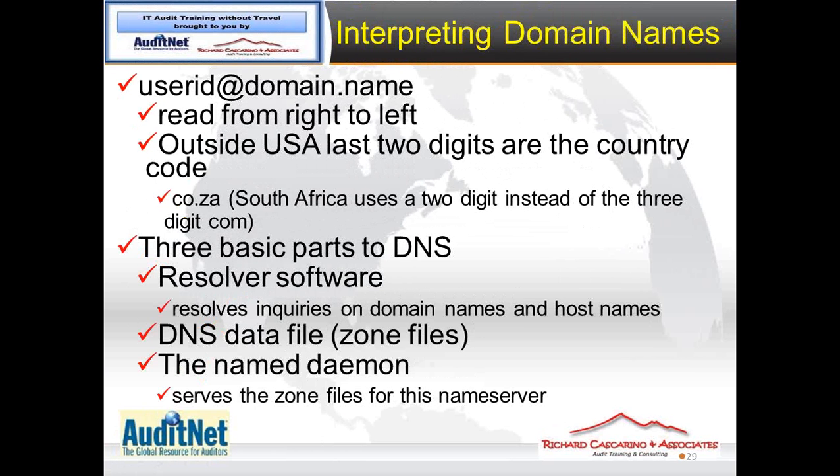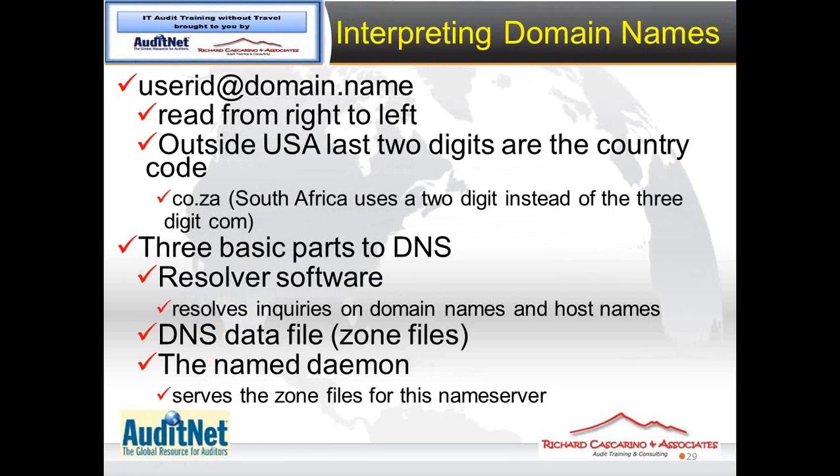So if you are looking at someone on the internet, if someone is communicating with you, how do you interpret that domain name? Well, first and foremost, we read it as if it was Arabic. You read from right to left, not left to right. So user ID @domain.name. Outside of the States, the last 2 digits are the country code. So .co.za, South Africa, uses 2 digits instead of .com is .za.